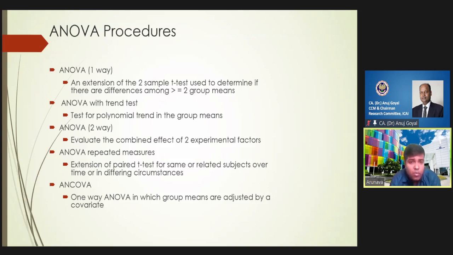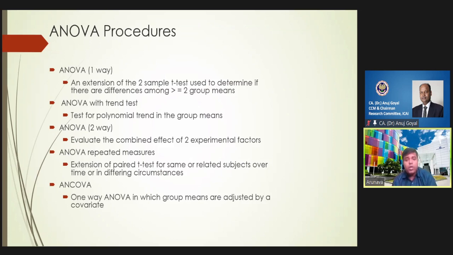And there are different types of ANOVA. ANOVA can be one-way, which is an extension of the 2-sample t-test when there are more than 2 groups. ANOVA can be a trend test, where a polynomial trend in the group means is there. ANOVA can be a two-way ANOVA, which evaluates the combined effect of 2 experimental factors. If you are giving 2 factors in an experiment, both changing simultaneously, let's say 2 medicines you are giving to a treatment group of patients, and then you are trying to find out what the effect is, ANOVA is a better analysis tool in those cases. ANOVA can also be used for repeated measures.